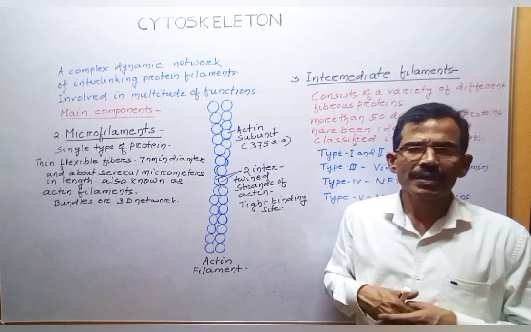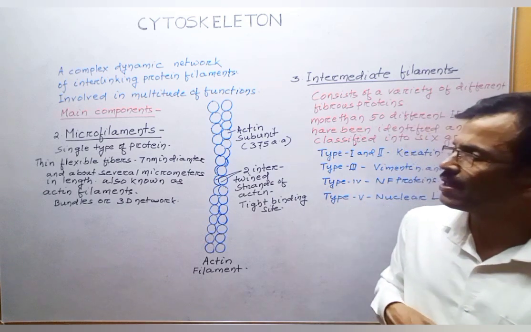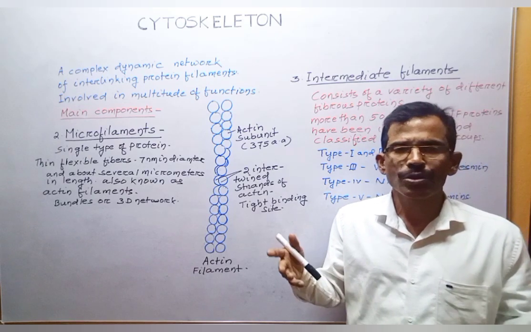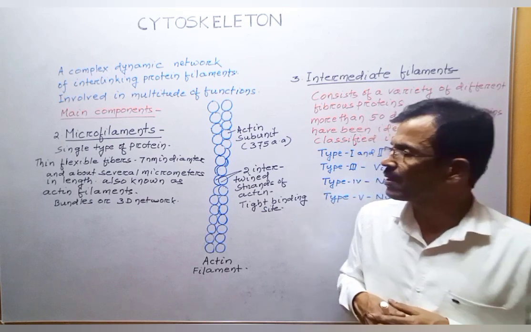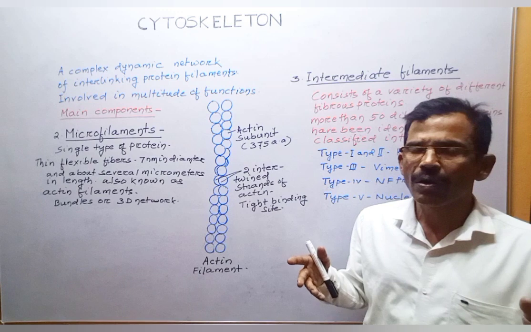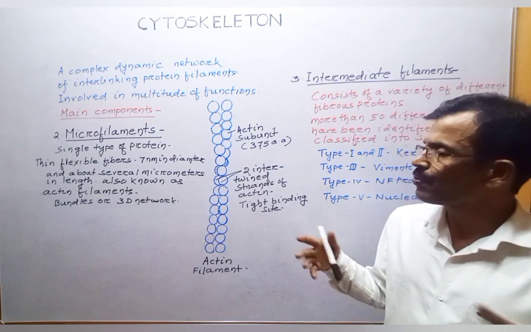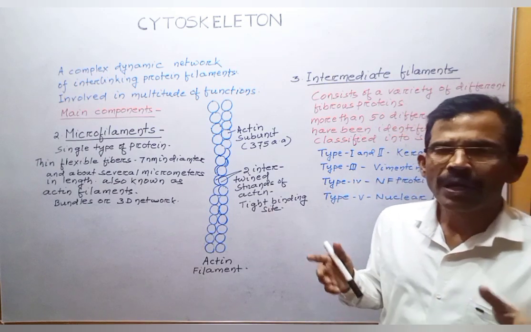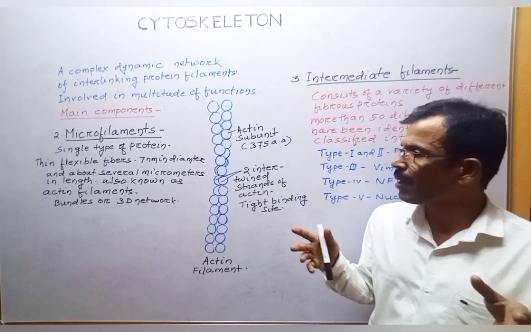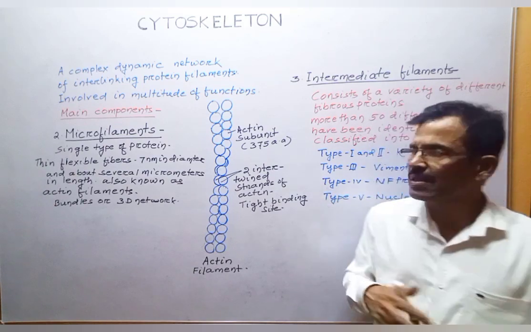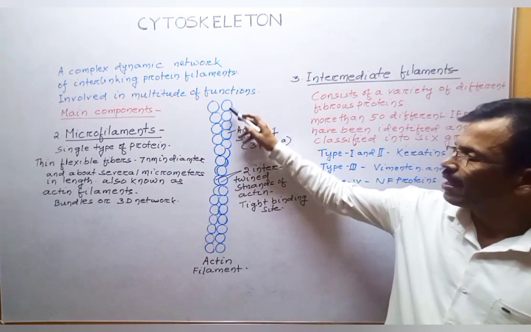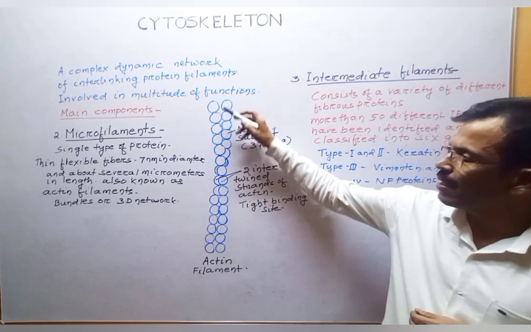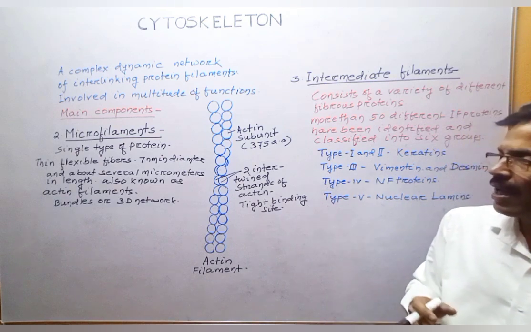Another main component of the eukaryotic cytoskeleton is microfilaments. Like microtubules, microfilaments are also dynamic structure and consist of a single type of protein called actin. Hence, microfilaments are also called as actin filaments. Each actin monomer has about 375 amino acids. Microfilaments are thin flexible fibers having a diameter of about 7 nanometer. They can be about several micrometers in length.